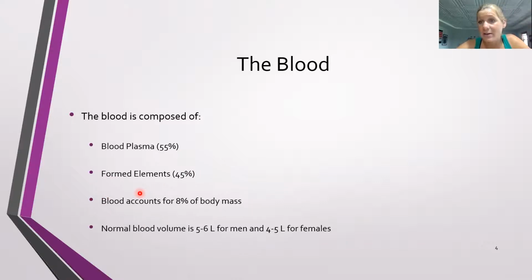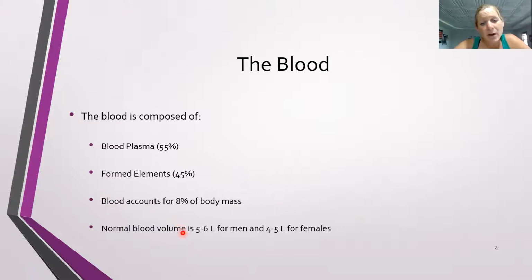An individual that's super fit might even have a little more blood than that, and that's a positive chronic change that we can make with regular exercise. It allows us to carry more oxygen. It allows us a greater capacity for thermoregulation. And it allows us to overall perform better from an athletic or exercise standpoint. So more blood is better.